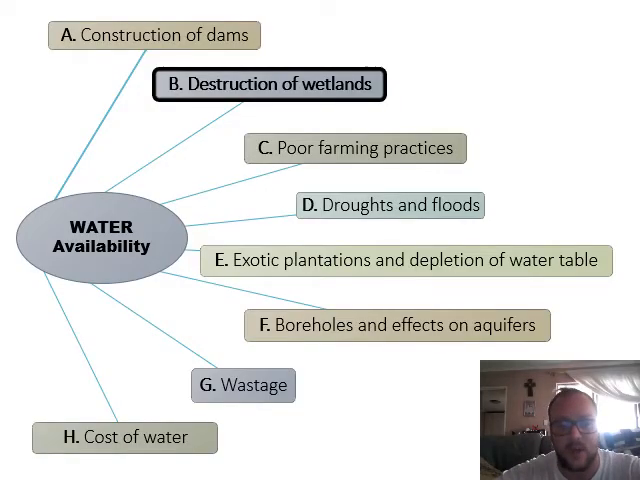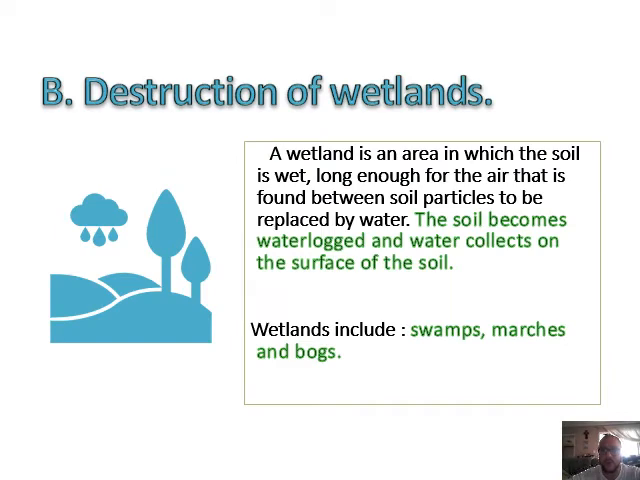Okay, so let's look at destruction of wetlands. So what is a wetland by definition? A wetland is an area in which the soil is wet long enough for the air that is found between the soil particles to be replaced by water. So it is waterlogged. Okay, the soil becomes waterlogged and water collects on the surface of the soil, which means that it creates its own natural dam, if you will.